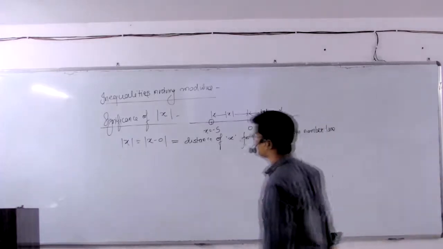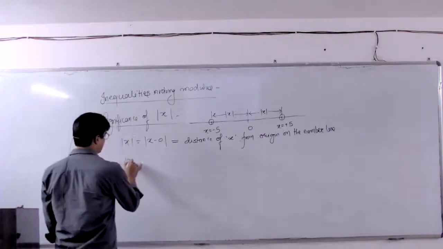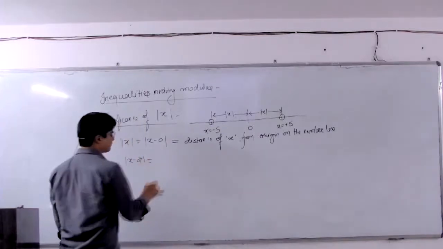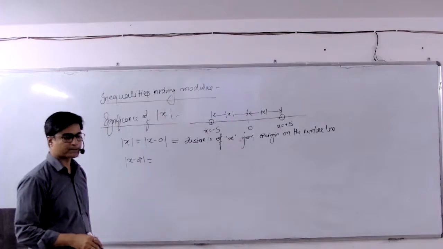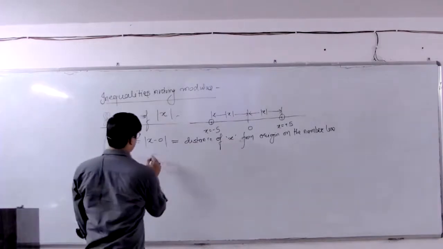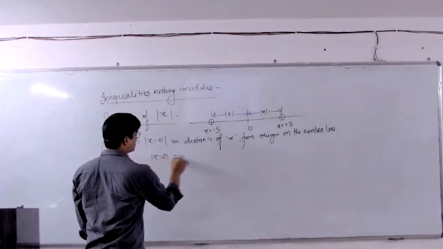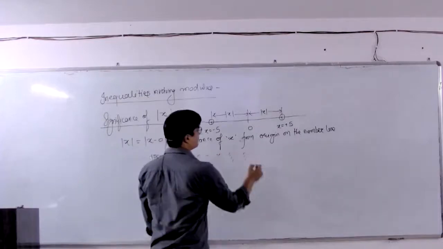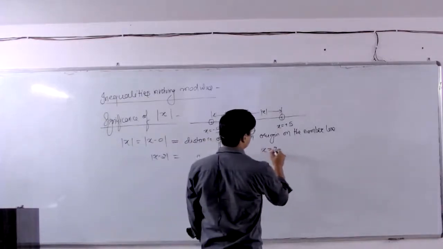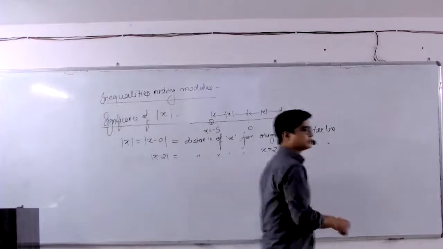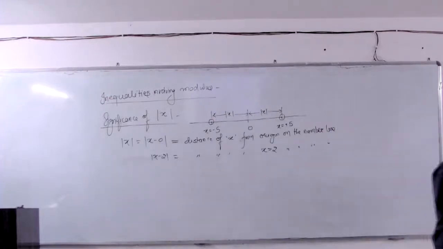Similarly, if I say mod of x minus 2, then it is nothing but distance of x from x equals to 2 on number line. Yes or no? Do we understand this? Now, based on this concept, we will look at how inequalities involving modulus are solved.